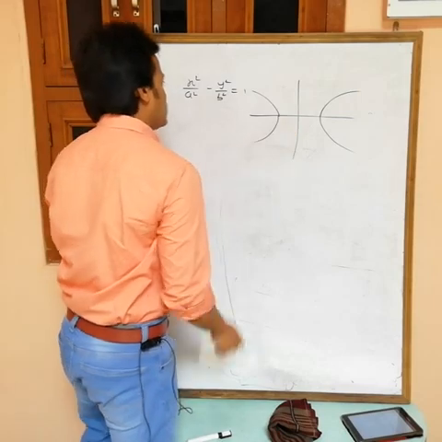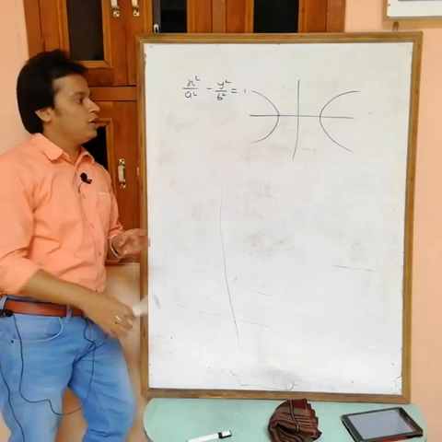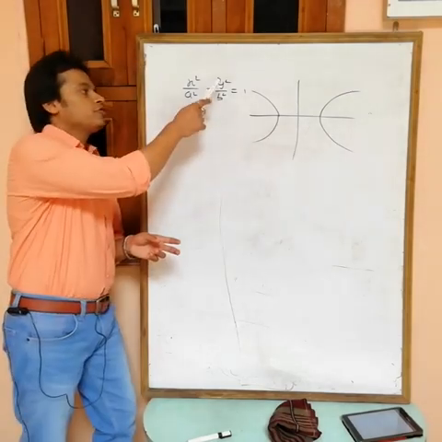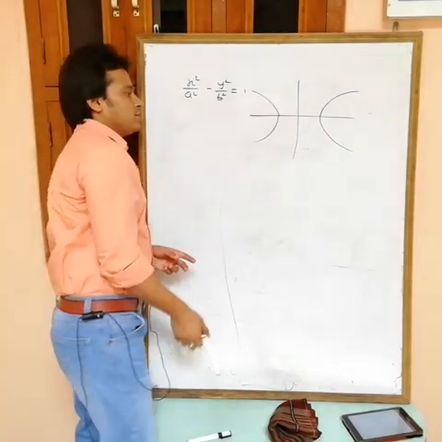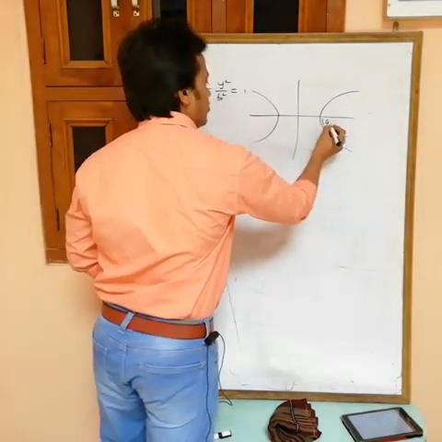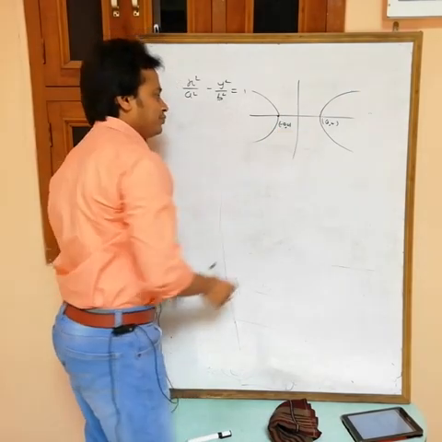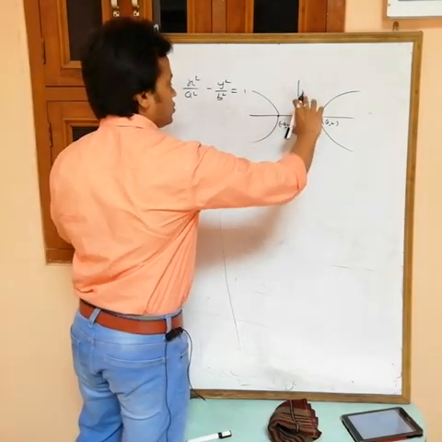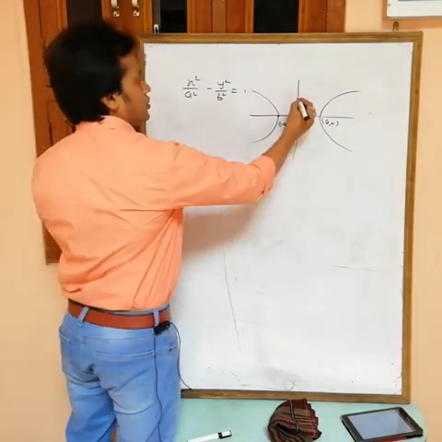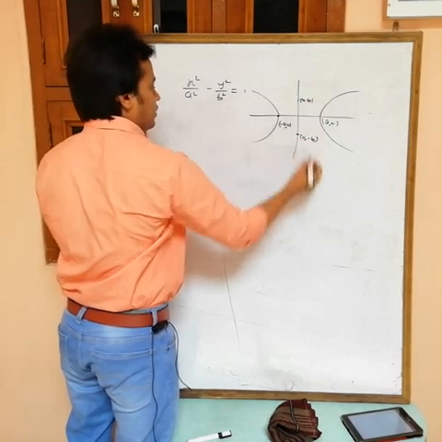Along with x axis, if coefficient of x square is positive, then hyperbola is along the x axis. If coefficient of y square is positive, then hyperbola is along the y axis. This point is a comma 0, this one is minus a comma 0, and this is the transverse axis, and this one is the conjugate axis. This point is 0 comma b, and here you will get 0 comma minus b.